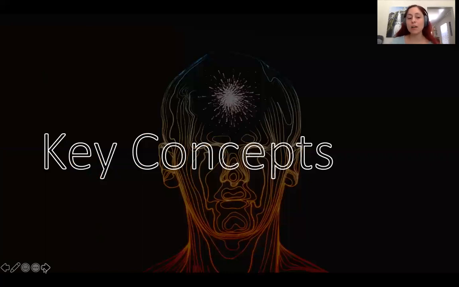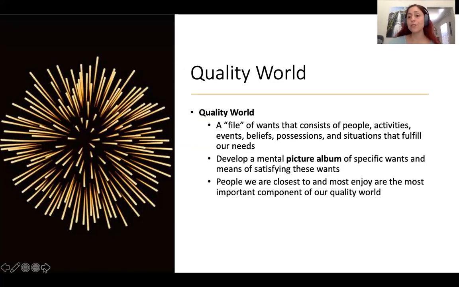Okay, now some key concepts. First, quality world. So the quality world is information that is stored in our minds about what we've done in our lives that have made us feel good. In our quality world, we developed an inner picture album of specific wants and precise ways to satisfy these wants. So this quality world includes specific people, activities, events, material possessions, or situations that we feel meet our needs because they make us feel good.